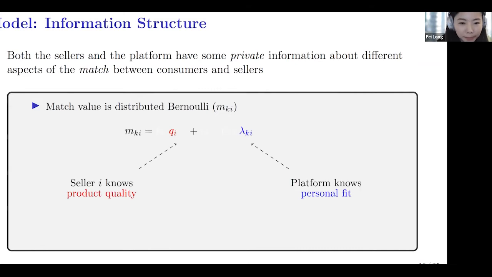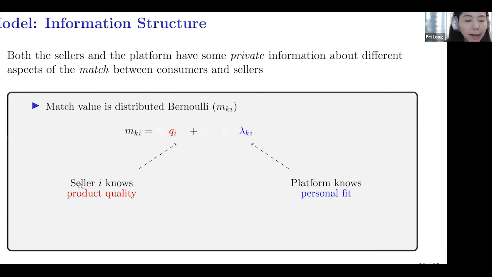So in this way, sellers have some information regarding this match probability. We call it product quality. The platform also has some information about this match probability. We call it personal fit. And both pieces of information matter for this overall match.